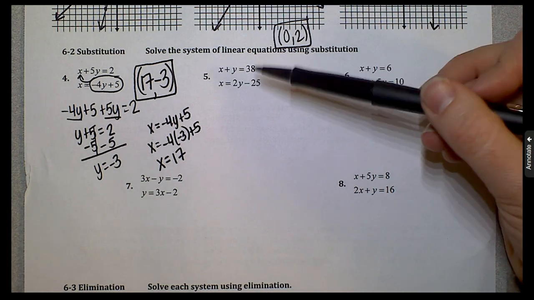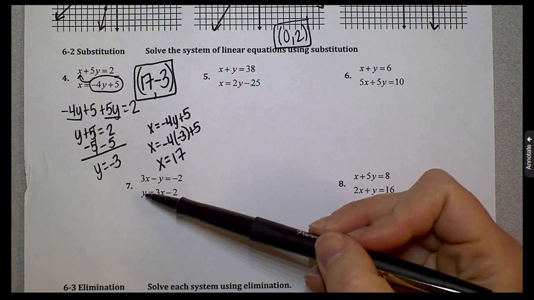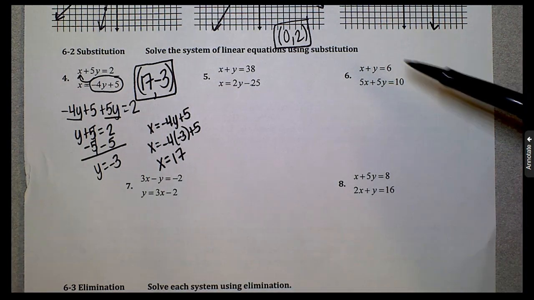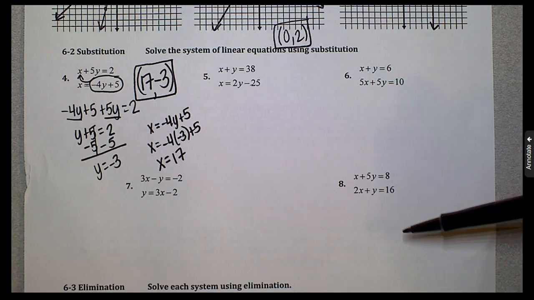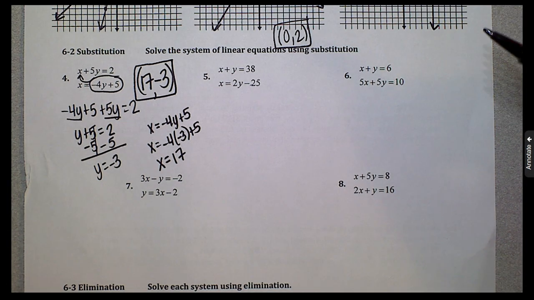So 5 is nice. Same idea. Take x, plug it in. 7 is nice. Same idea. Just pay attention to what variable you have. In that case, you have y, so plug it in. 6 and 8 aren't necessarily set up for substitution because a variable is not isolated. So if you need to, just isolate a variable.